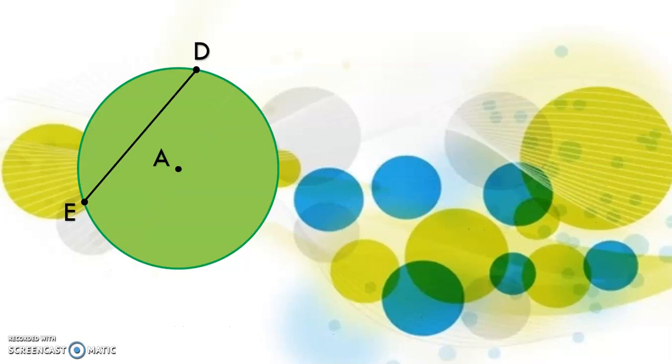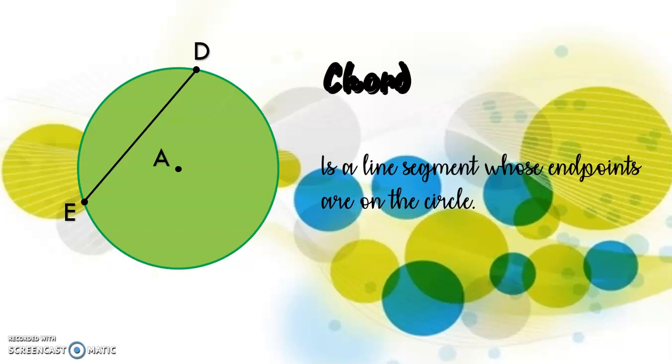So let's take another points on the circle and name them as point D and point E. So once we connected these 2 points, another line segment is formed, and this line segment is called a chord. And a chord is a line segment whose endpoints are on the circle. As you can see, that point E and point D are on the circle. So therefore, that segment DE is a chord of the circle.